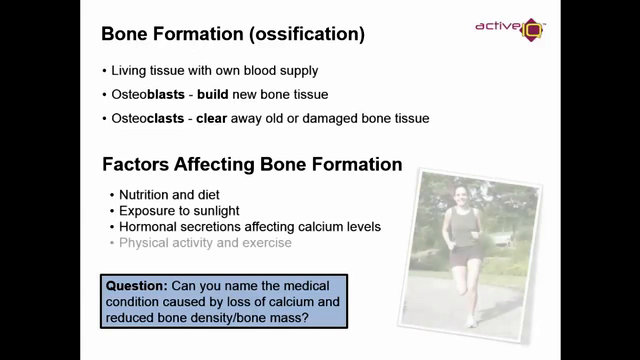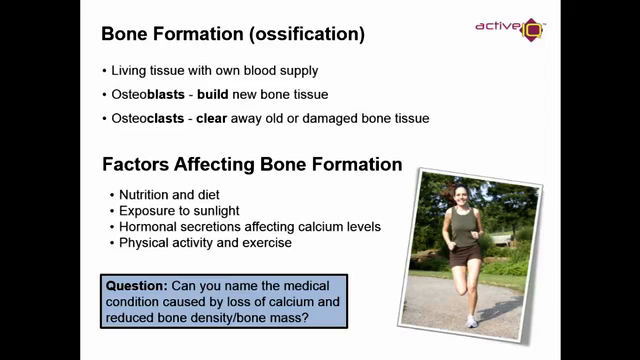Factors affecting bone formation. We need to be aware as fitness professionals of how to make people's bones stronger. Nutrition and diet will play a part. So will exposure to sunlight. If you imagine someone like a prisoner of war who spent many years indoors, no sunlight, locked inside, not moving around very much, they have not got the correct nutrition and diet or the correct exposure to sunlight for their bones to grow. Therefore those people will start to develop problems with their bones because they don't have the right things in place for them to grow properly.